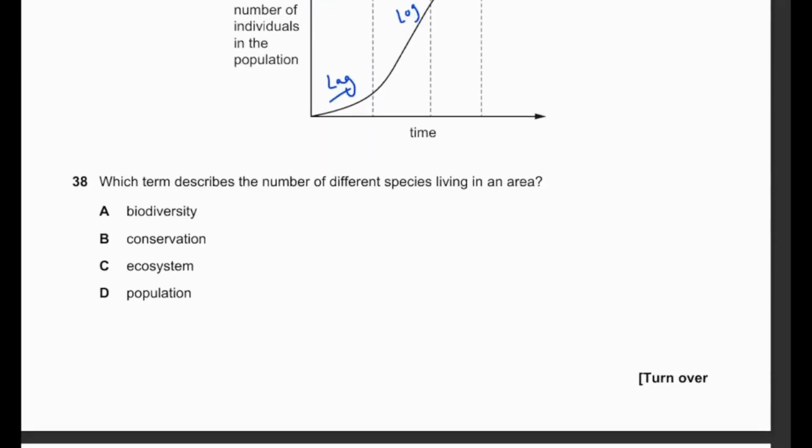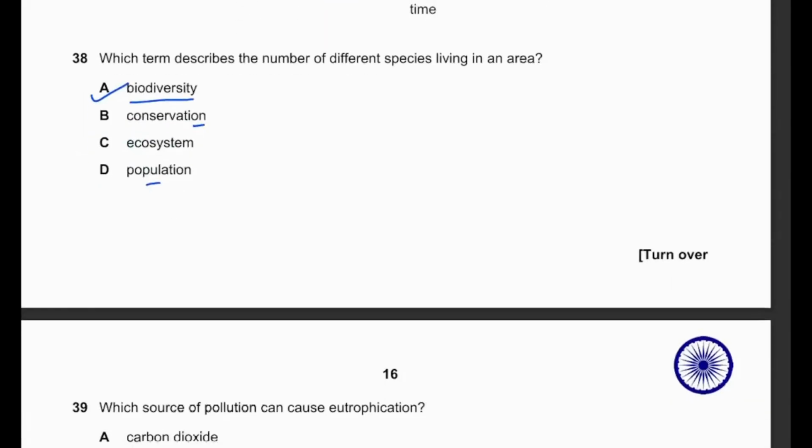Which term describes the number of different species living in an area? Different species living in an area is biodiversity. Conservation is saving them. Ecosystem is on the larger scale, living and non-living. Population, same. Okay, so different species living in an area is biodiversity.